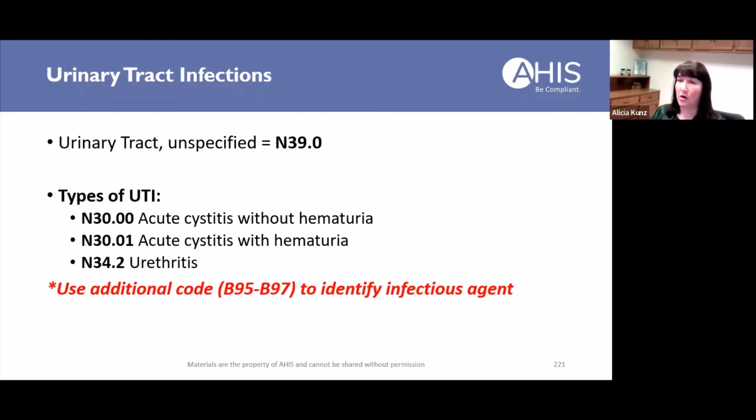All of these are sort of UTI codes. Some of them are a little bit more specific, but all of them are standalone infection codes, and all of them are going to ask you to use an additional code from B95 through B97 to identify what the causal organism is. So just be aware of that.